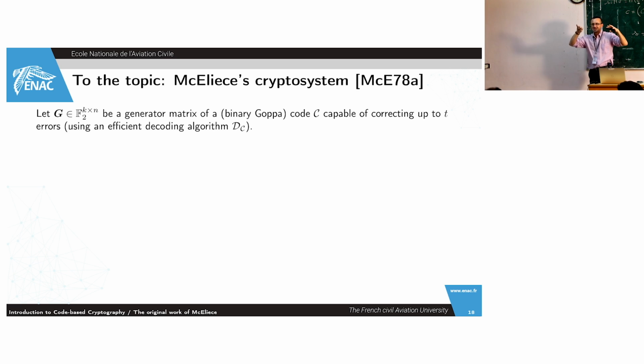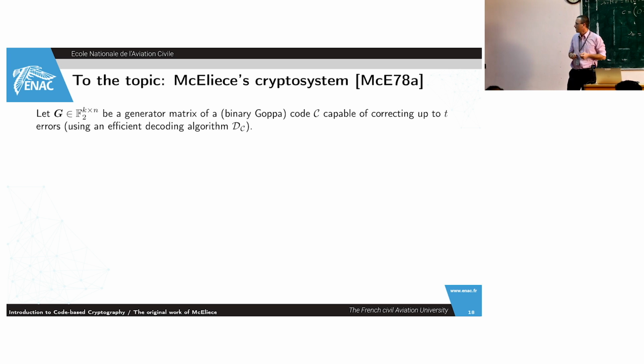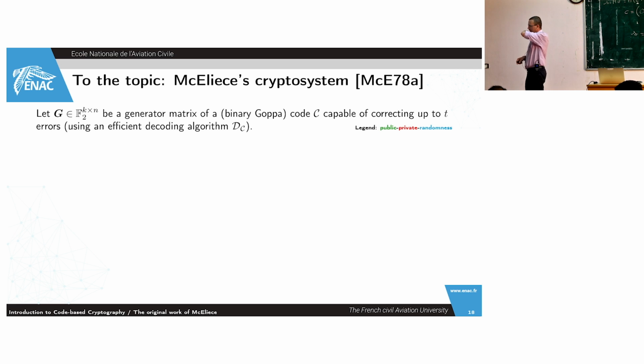So the setting up phase of McEliece is: I want a generator matrix of a binary Goppa code C. I denote this by G, which is a K times N matrix. And this code C should be capable of correcting up to T errors. Okay?